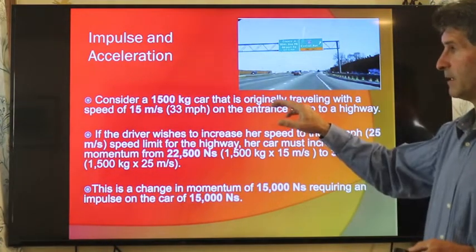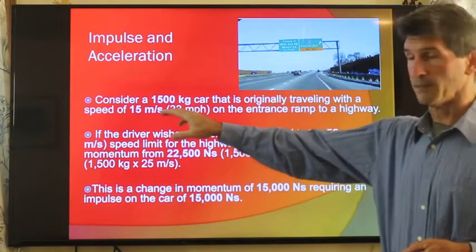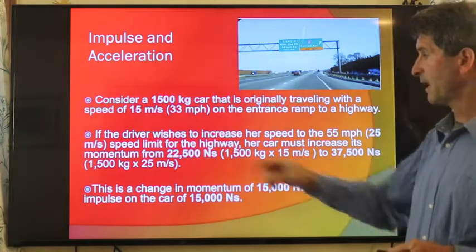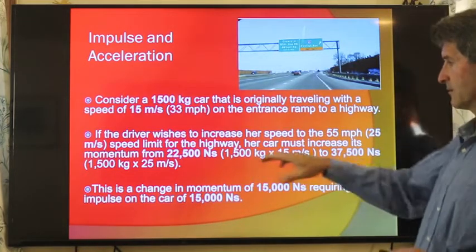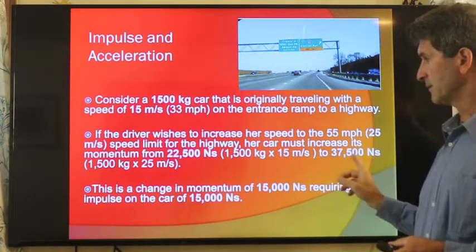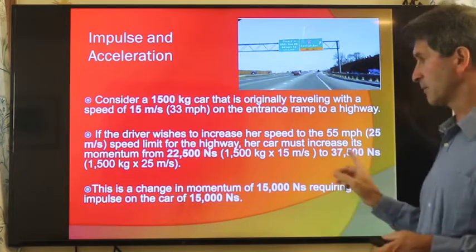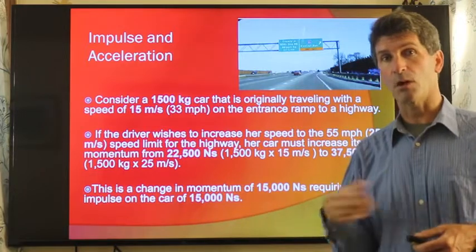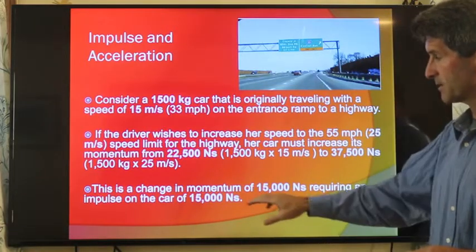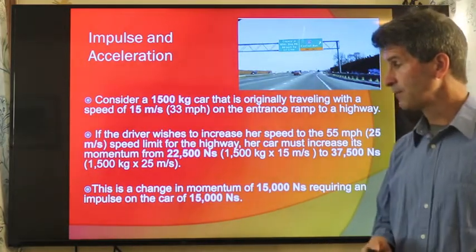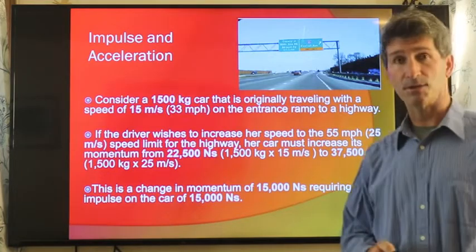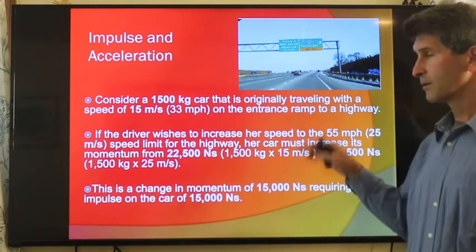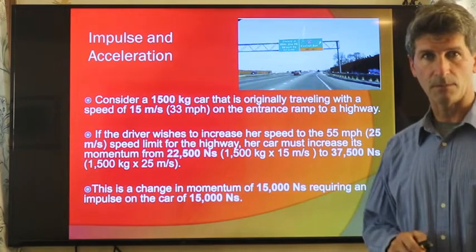Well, I take the mass of the car times the final velocity, minus the mass of the car times the initial velocity. That's final momentum minus initial momentum, that's change in momentum. Final minus initial will always give us change. And it tells us that we need an impulse of 15,000 Newton seconds to get that car from a speed of about 33 miles per hour to a speed of 55 miles per hour.